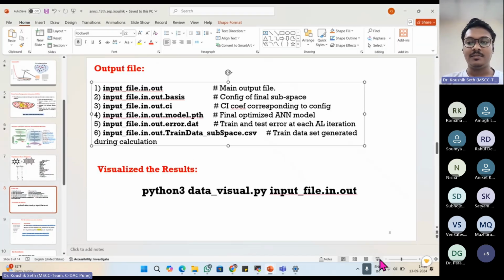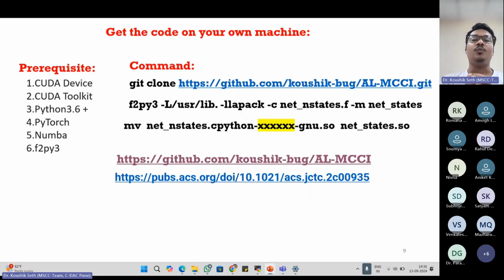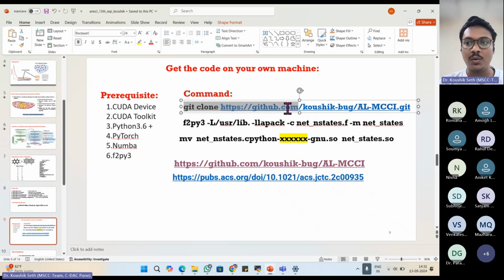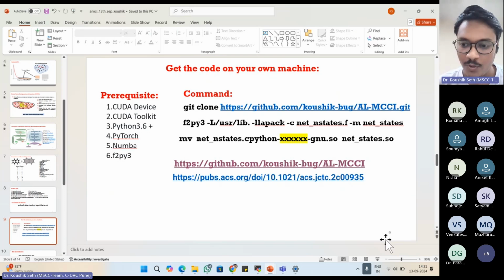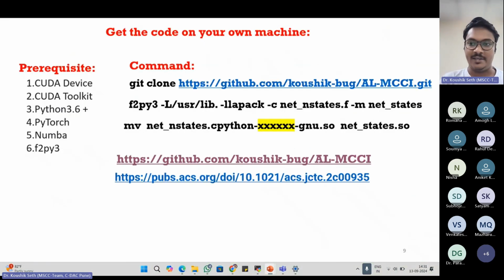Another thing, if you want to run this code on your machine, you need some prerequisites: a CUDA device, meaning a GPU system, with the driver, and you need Python, PyTorch, Numba libraries, and the F2PY3 system. You need to git clone the code from GitHub. Rahul will quickly paste this in the chat box. You can follow it later, no need to hurry.